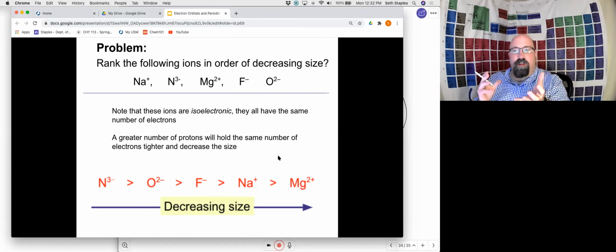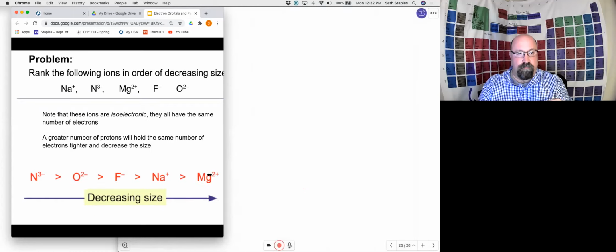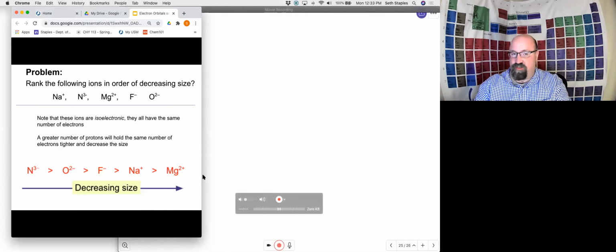Let's look at another concept here real quick. If we have these different ions, we want to rank these ions in order of decreasing size. What we have to note here is that these ions are all what we would call isoelectronic. They are all going to have the same number of electrons. And so if you don't believe me, let's go ahead and just check that.